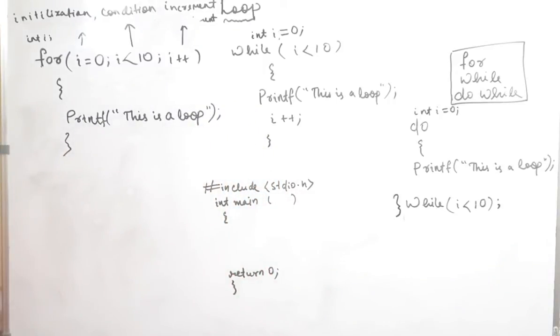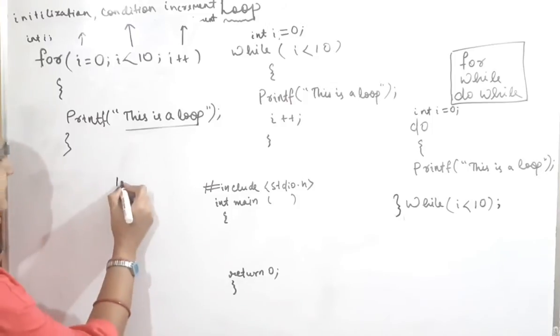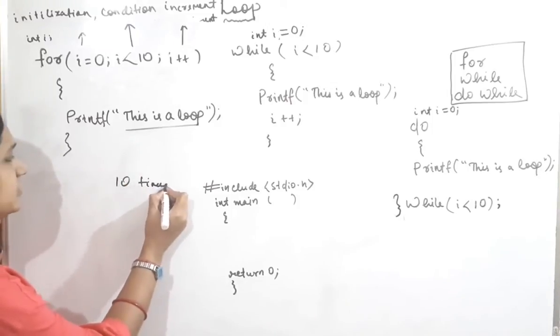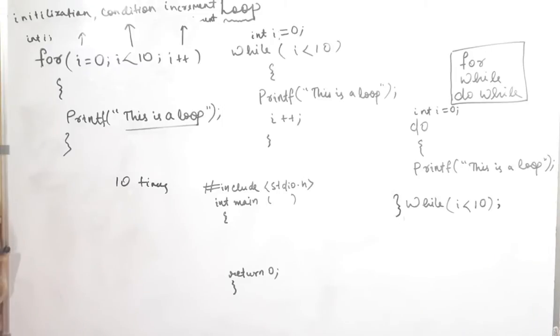Here you can see I have taken an integer variable, int i, and initialized it. After that, this is a for loop I am using, so I will write for, and inside the bracket is the syntax of the for loop. My point is I want to print the statement inside the printf, "this is a loop". How many times? I want to print this statement 10 times.